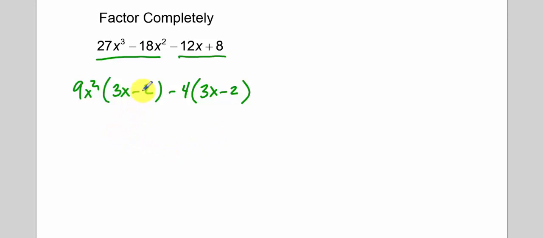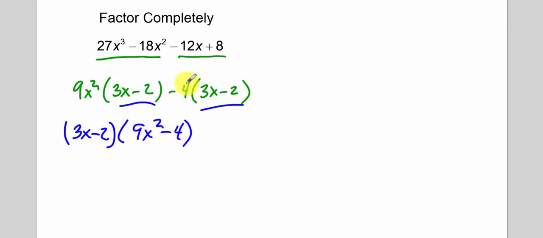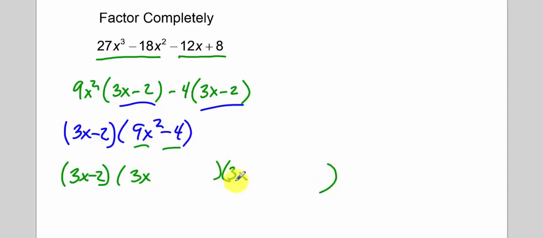So you'll notice the common term now is the 3x minus 2. I'll factor that out. And then I have 9x squared minus 4 remaining. But now we'll notice that the 9 and the 4 are perfect squares. So here's my 3x minus 2. And then square root of 9 is 3x and 3x. And then square root of 4 is 2 and 2.